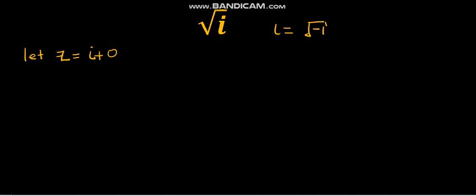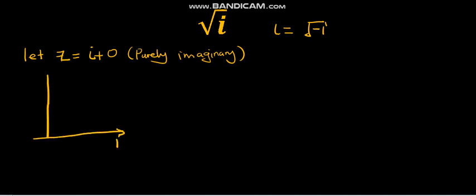Are we together? And this complex number will be purely imaginary. Purely imaginary, reason being the real part is 0. Now we shall sketch the complex number, and this is the real axis and this is the imaginary axis, and it is a 0 on the real axis, and it's a 1 on the imaginary axis.